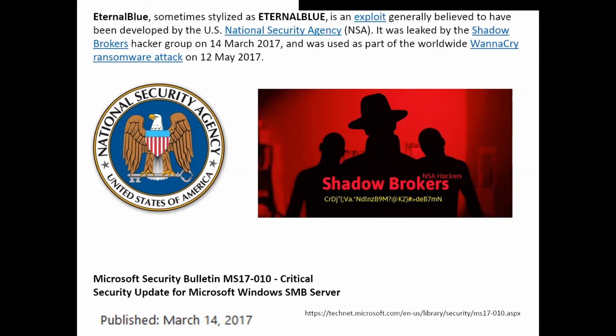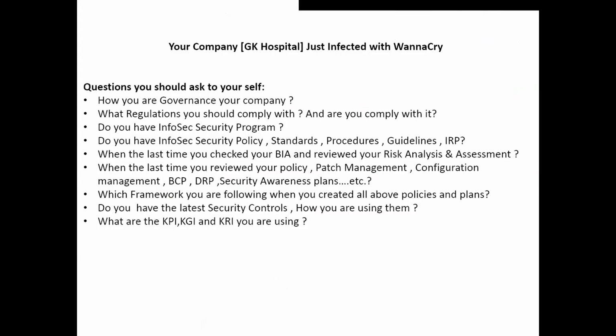So actually, this hotfix was just disabling SMB version 1. Anyway, Microsoft gave you the solution on the same day, and 8 weeks later, we had this attack happening. What does this mean? This means that these hospitals, FedEx, and other organizations in different countries didn't really have a good IT security architecture. And when we talk about IT security architecture, this will make us ask ourselves a lot of questions.